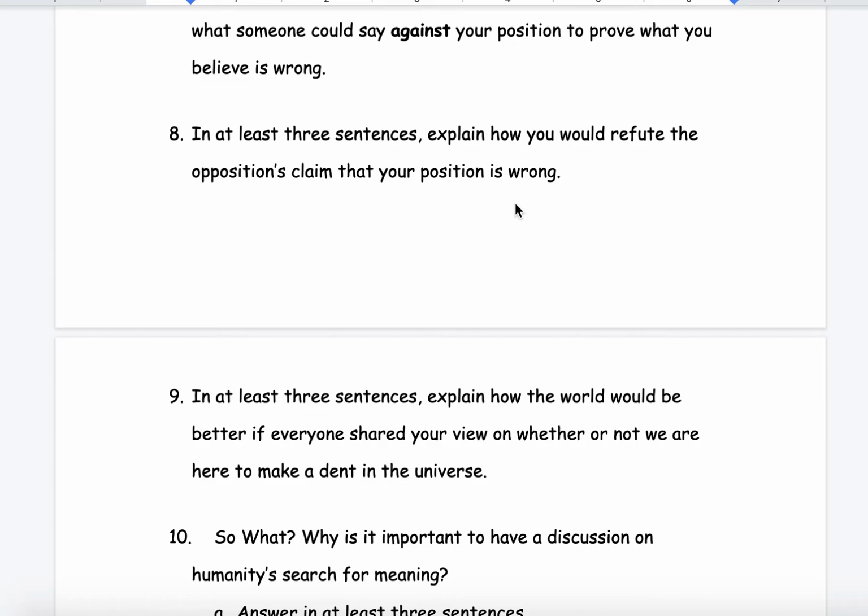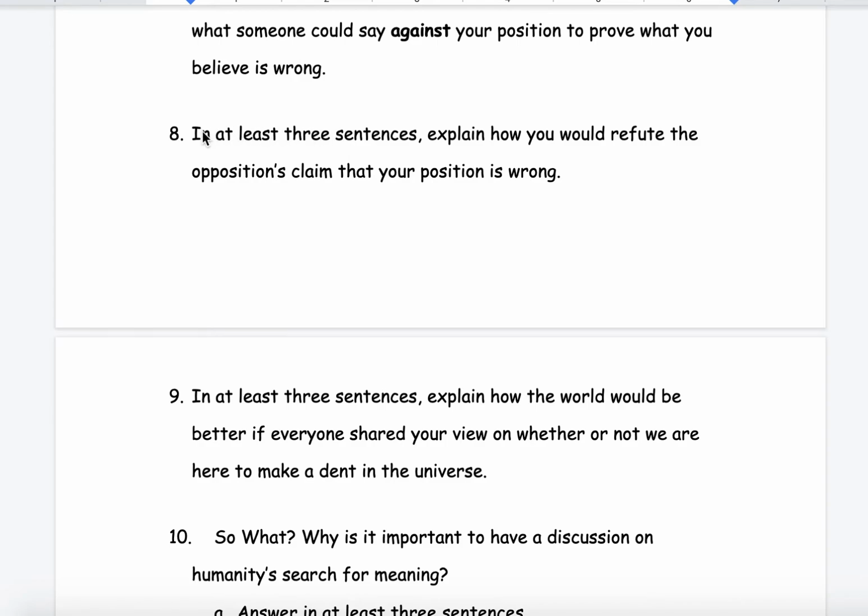All right. So now they just weaponized your position. You said there's no purpose and they attacked you. They gave you a reason why you are wrong. They're like, dude, you're saying there's no purpose. Here's why you're wrong. Okay. Now that you've heard that, you need to come back and you need to refute it. So in at least 3 sentences, you need to say, I'm still right because. So you might not agree. You may think that that's a weakness my position has, but here's why I'm still right.